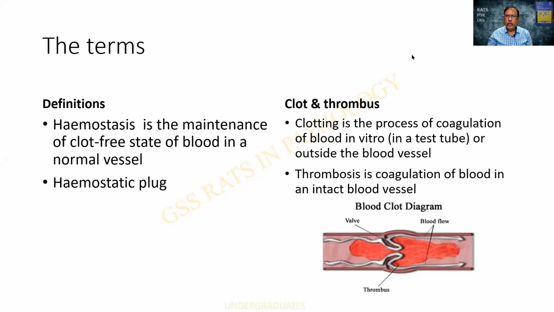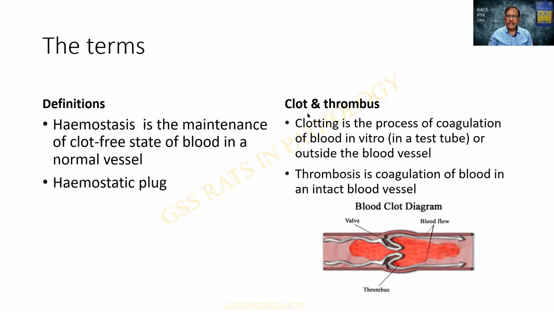I shall be slow and deliberate. Let us start with the terms. Definitions are definitions. The first one is hemostasis. It is not homeostasis. Hemostasis is the maintenance of a clot-free state of blood in a normal, intact blood vessel. Whenever there is a rupture of the blood vessel, there is a plug that is formed, which is called the hemostatic plug.